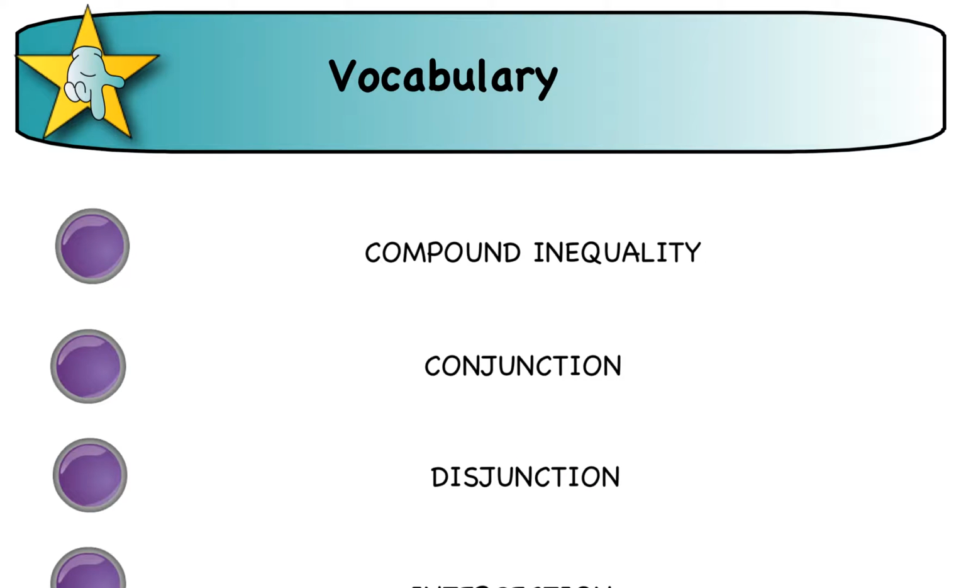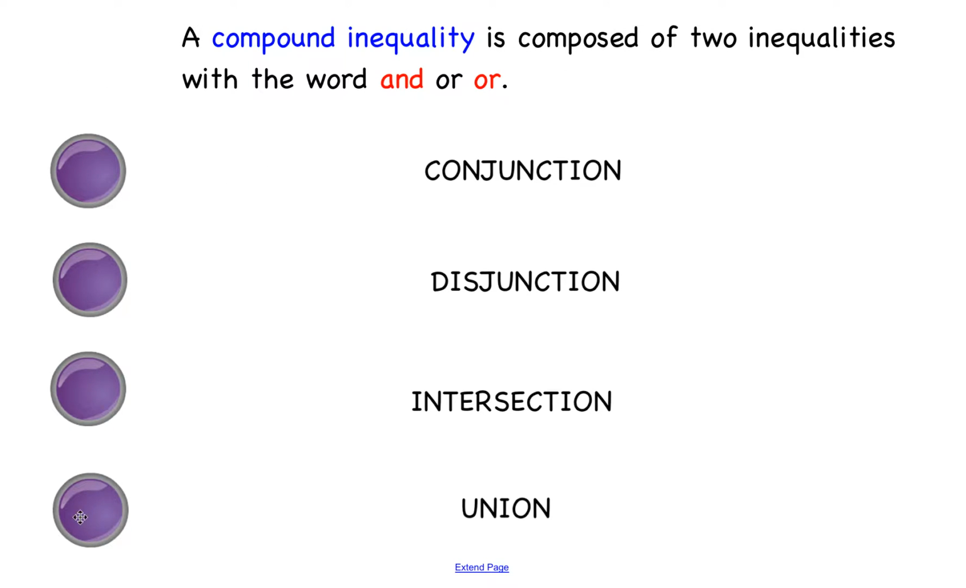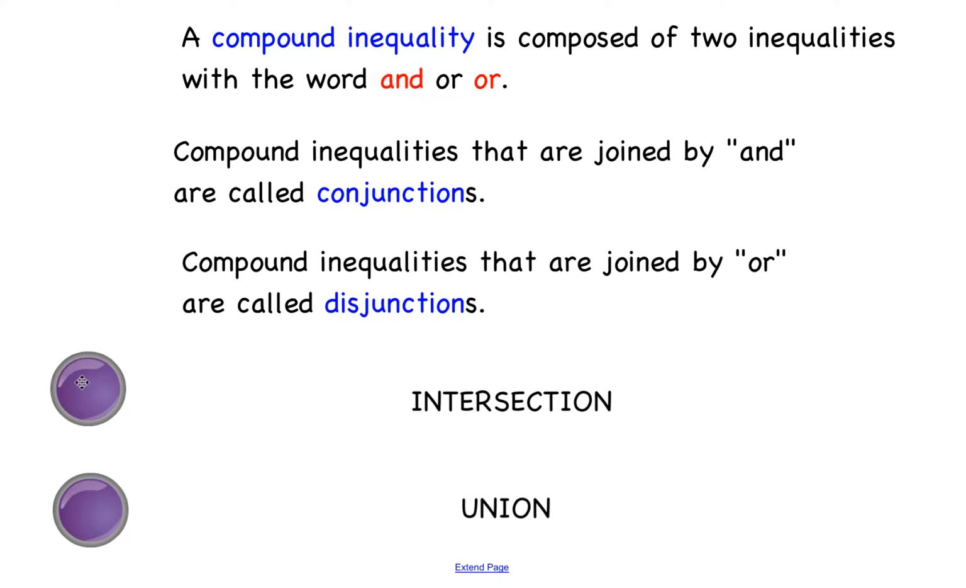Some more vocabulary words for you here. First of all, a compound inequality is two inequalities that have the word and or. So it's two inequalities together is called a compound inequality. A conjunction is an inequality that has the word and with it. A disjunction is an inequality that has or with it. So we're talking about compound inequalities here.